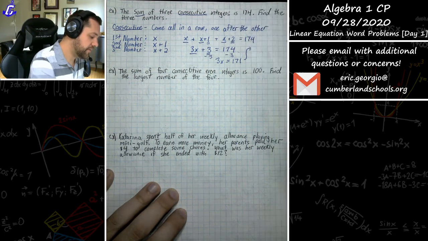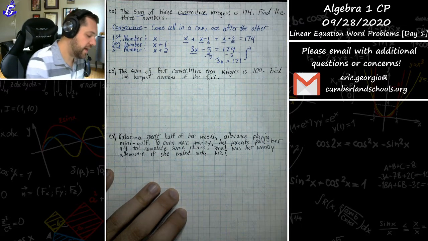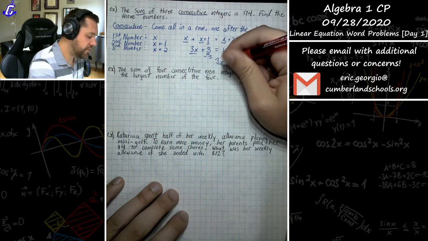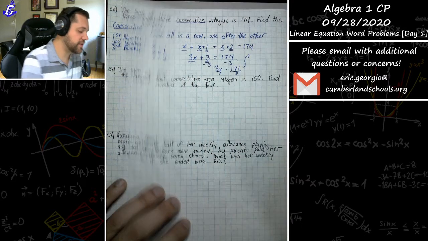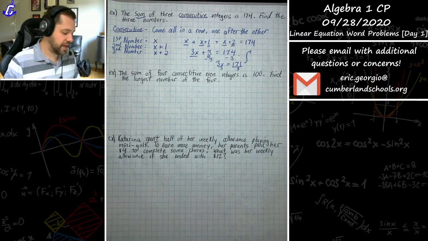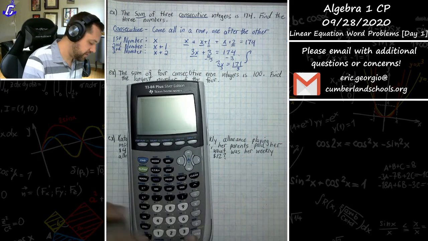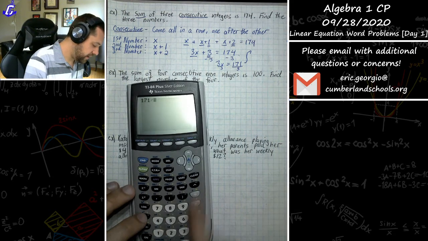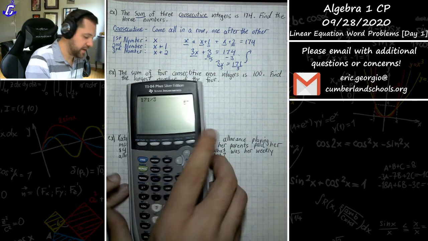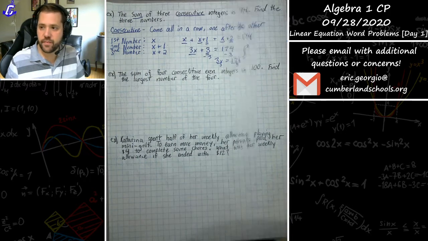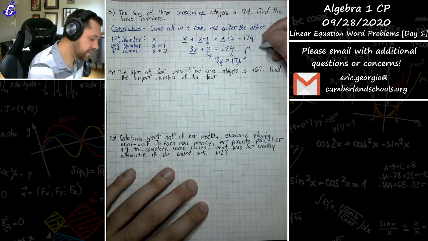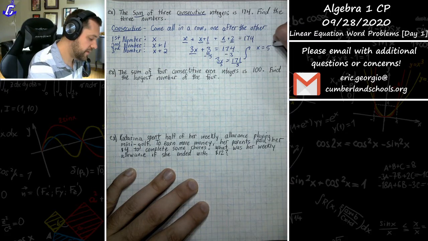Just rewrite it up here to give myself a little bit more room. I can now take both sides and divide by 3 because I want to get x by itself. I want to undo that multiplication of 3 times x. Fortunately, I do need a calculator for this one. 171 divided by 3. We get 57. So I get that x is equal to 57.